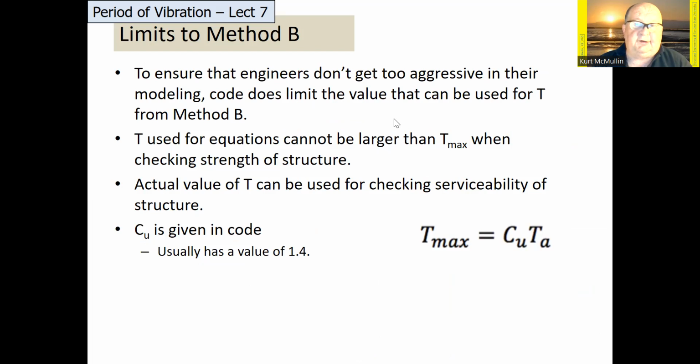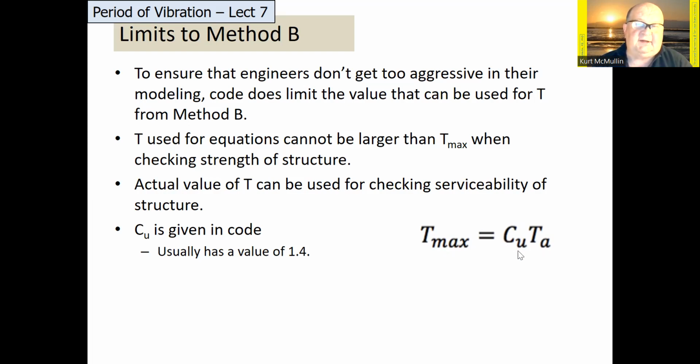Now, there's a little concern that engineers might get a little carried away with how they work on their model, and while they're trying to get the period to be as high as they can, they might be a little too aggressive, and maybe method B starts giving periods of vibration which are very high. Well, there's a requirement in the code that you can use the period of vibration from method B, but you can't use a value larger than given by this equation, T max.